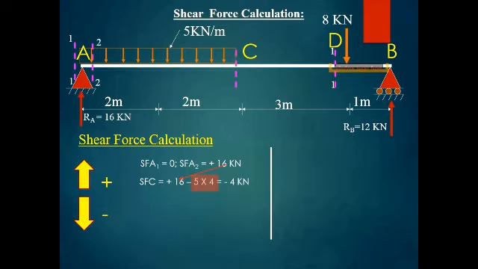Then my next section is D1. At D1, whatever answer I got for C, I have taken and transferred to this. Then between C and D, what is the load? In between, there is no load. So minus 4 plus 0, my answer is minus 4 kilonewton. Then next is D2.